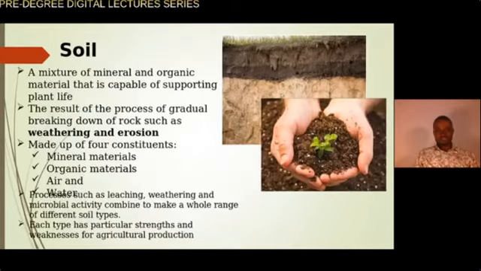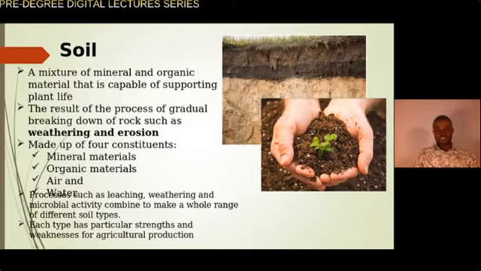An introduction. Soil, as we all know, is a mixture of mineral and organic material that is capable of supporting plant life. Soil is a result of the process of gradual breaking down of rocks, such as weathering and erosion. Soil is made up of four basic constituents: the mineral materials, the organic materials, the air, and the water.